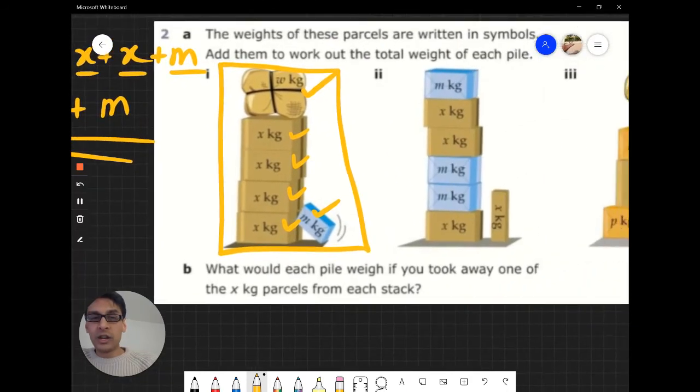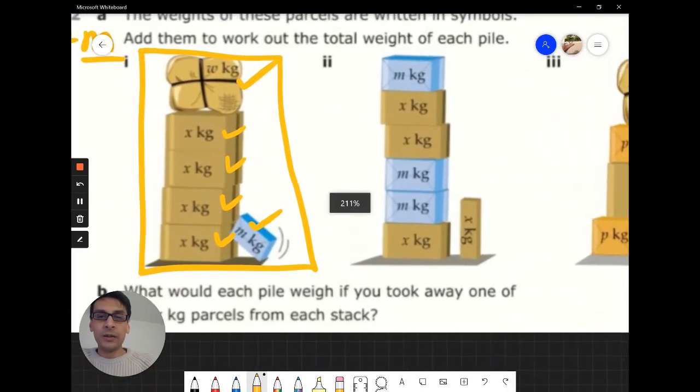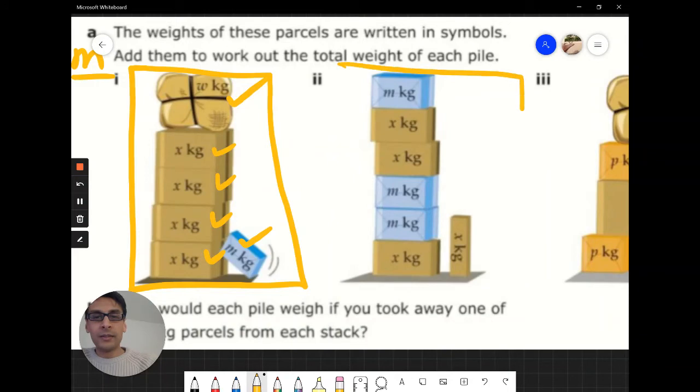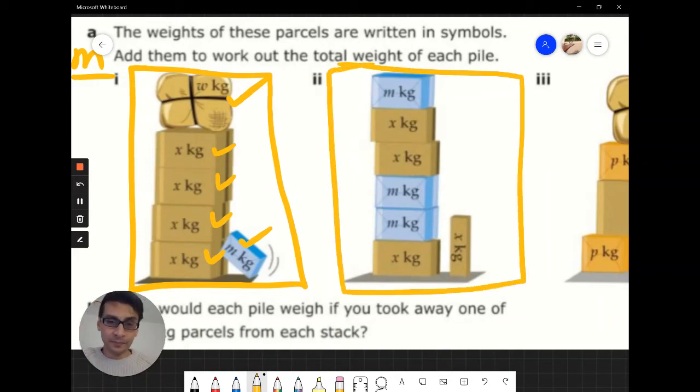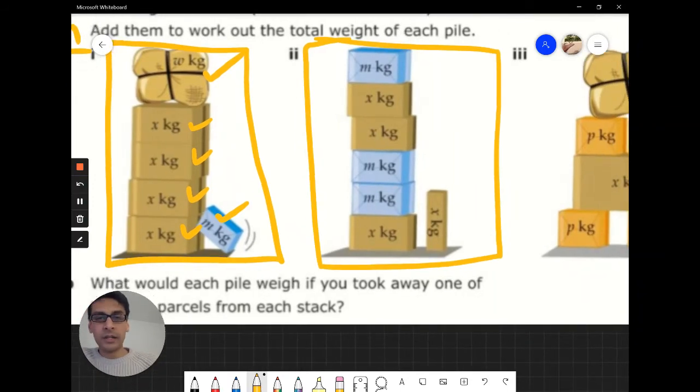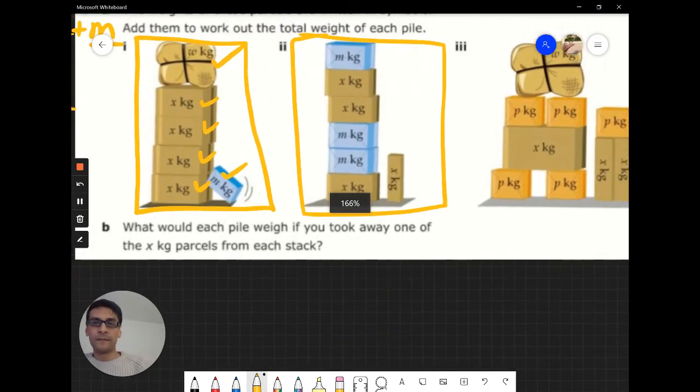Now I want you to try the middle pile. What is the weight of this pile in the yellow shape? Okay, pause the video if you need more time. I'm going to now go through question 2.